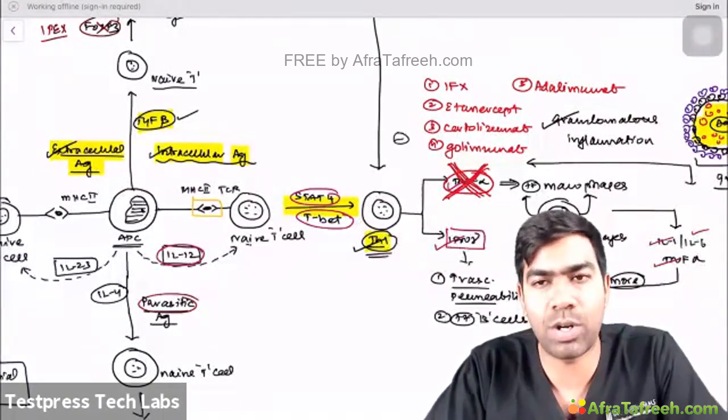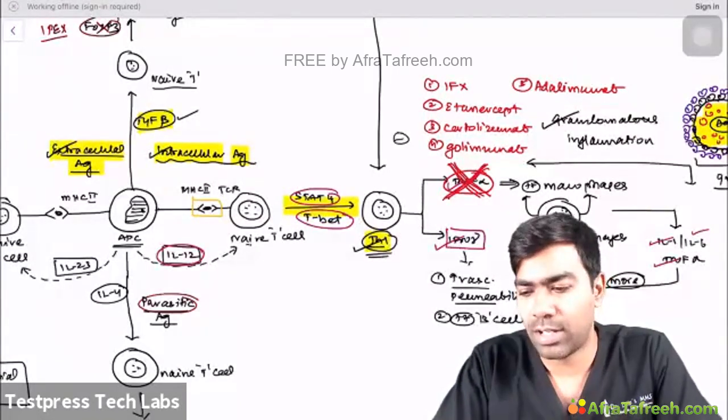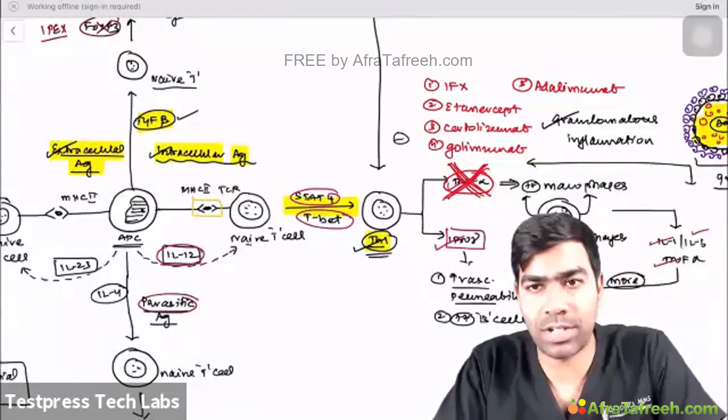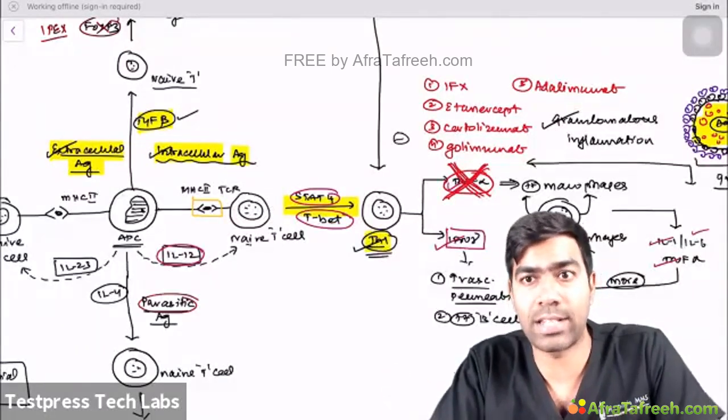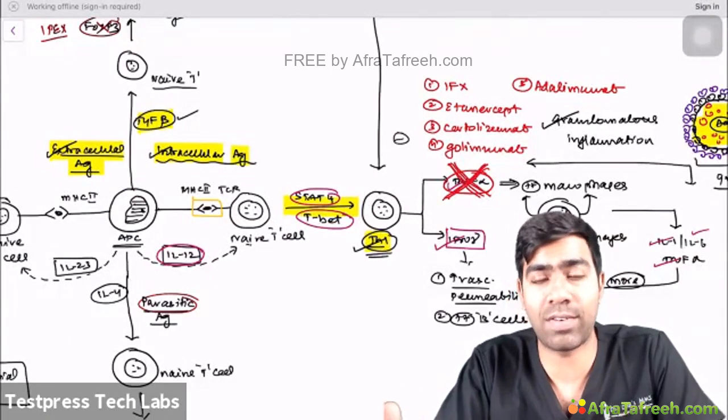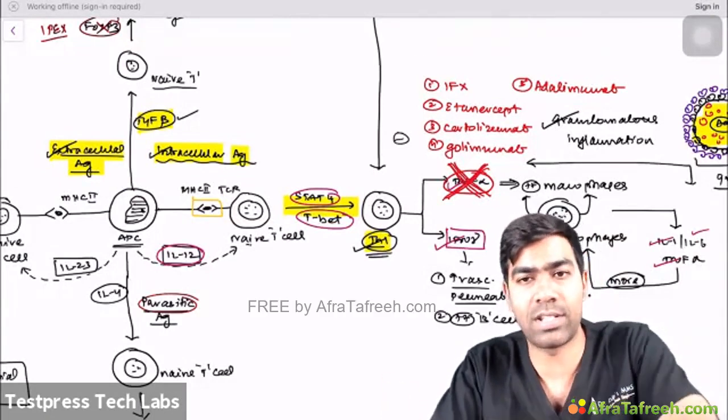TNF alpha is a very important cytokine in the setting of Crohn's disease. Remember, most of them are granulomatous inflammation as well, like Crohn's disease, where you get a non-caseating granuloma. So these TNF alpha drugs can be very, very effective in that situation.